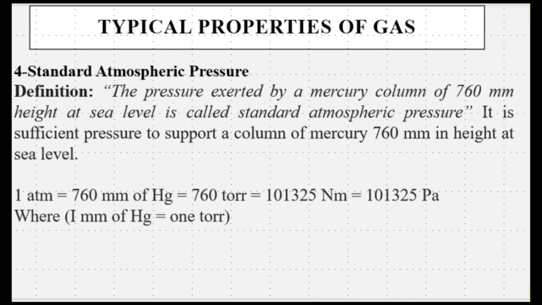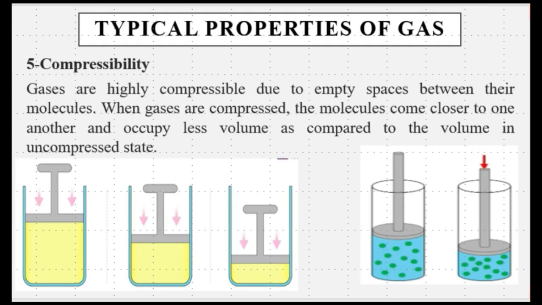So we can define the pressure exerted by a mercury column of 760 mm of Hg at sea level as standard atmospheric pressure. It is a sufficient pressure to support a column of mercury 760 mm in height at sea level. So 1 atmospheric pressure is equal to 760 mm of Hg, which is equal to 760 torr, which is equal to 101325 Newton per meter square, that is 101325 Pascal, where 1 mm of Hg is equal to 1 torr.